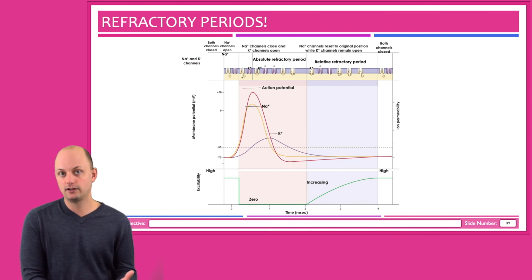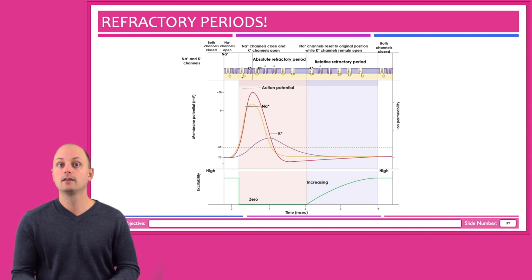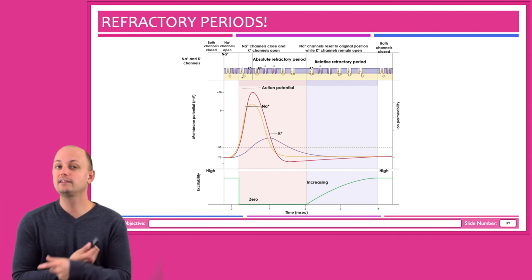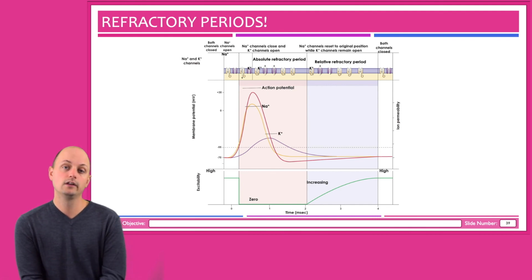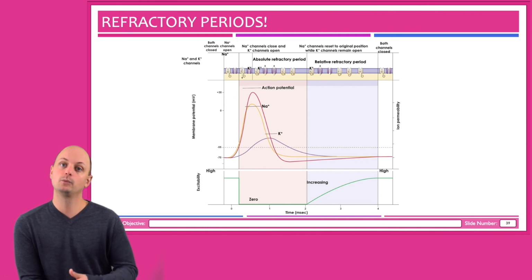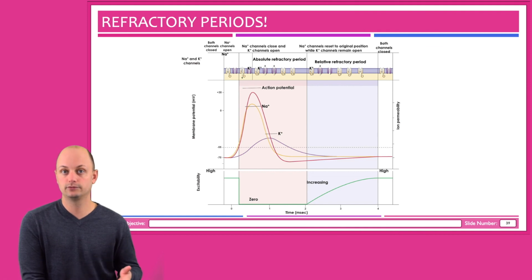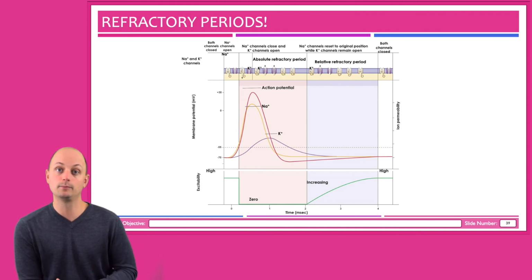If some of the channels are inactivated, but some of the channels go back to being closed, we have a mixed population, then a depolarizing stimulus would still be able to open the subset of channels that are closed. So if we had a really strong depolarizing stimulus, we could start another action potential. This is known as the relative refractory period, and its time course is indicated by the region shaded in blue.